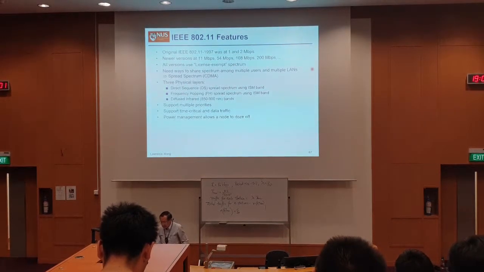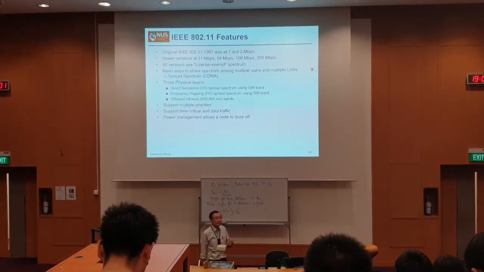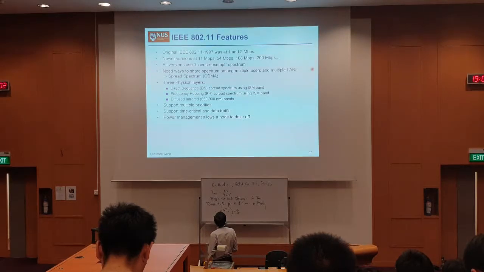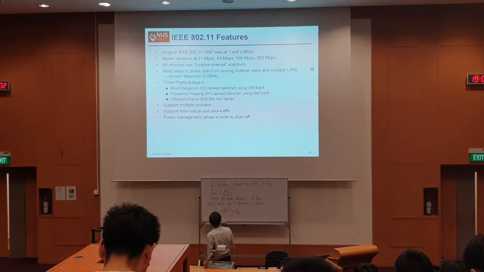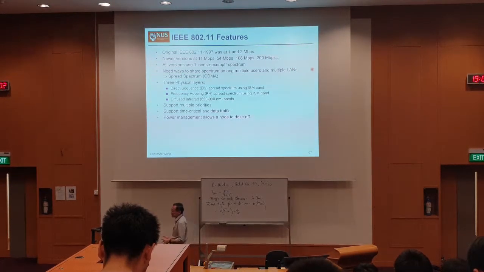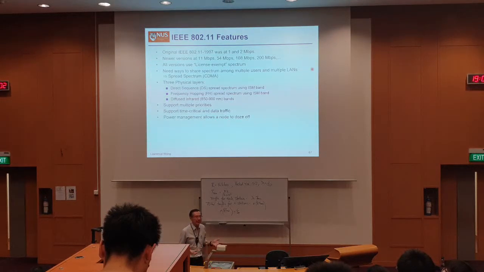Originally started back in '97 as a standard, and was at 1 and 2 megabits. Then you have newer versions. I'll show you the whole list afterwards. And it is license exempt. What that means is that you don't have to pay for the IP. Some companies have IP in their products, so we consumers will have to pay, and it's packaged into the cost of the product. But of course, we have vendors who also steal IP.